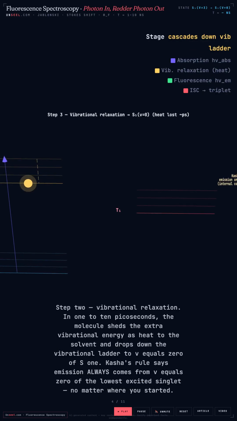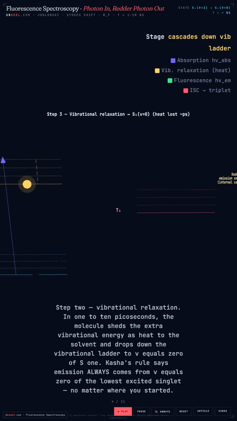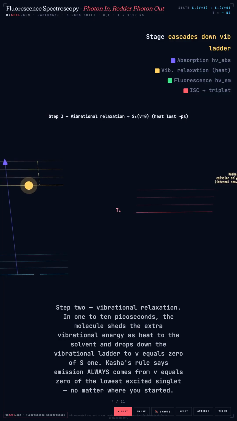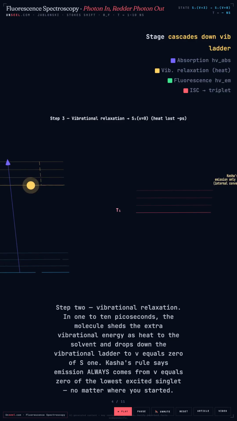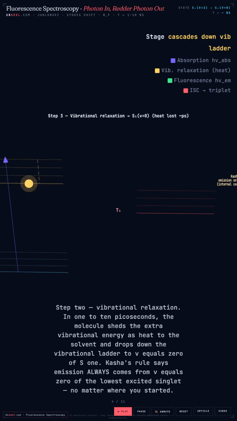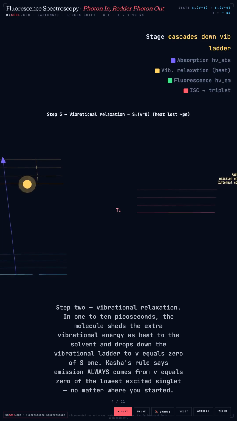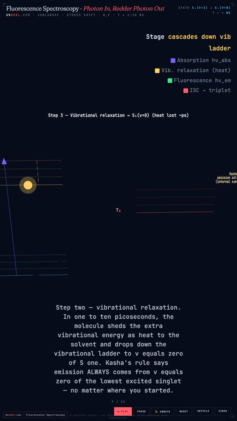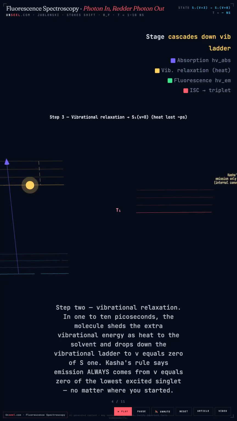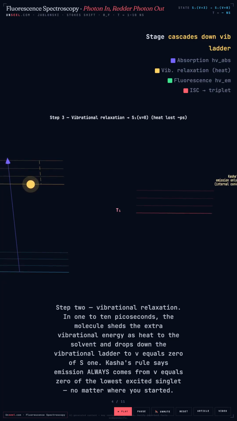Step 2. Vibrational relaxation. In 1 to 10 picoseconds, the molecule sheds the extra vibrational energy as heat to the solvent and drops down the vibrational ladder to V equals 0 of S1. Kasha's rule says emission always comes from V equals 0 of the lowest excited singlet, no matter where you started.